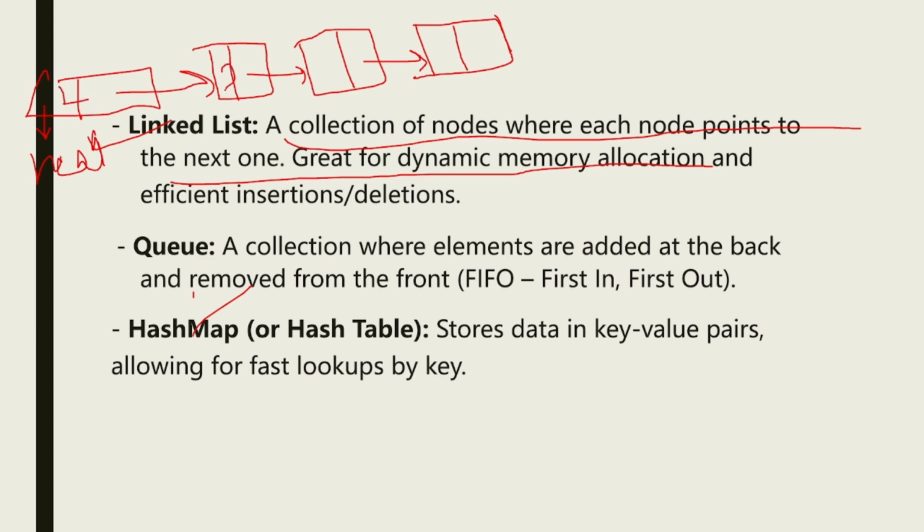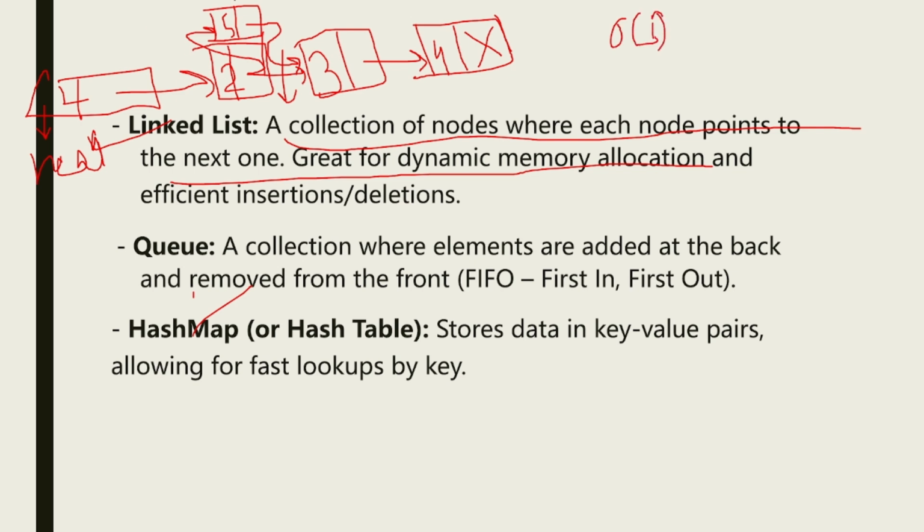So here is 1, 2, 3, 4, and the last node has a null pointer. If we want to insert an element here, we traverse this and simply break this link. If we have this new node, then this will point to this node, and this node's next pointer will point to this node.